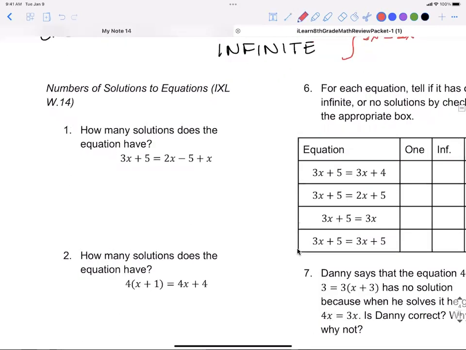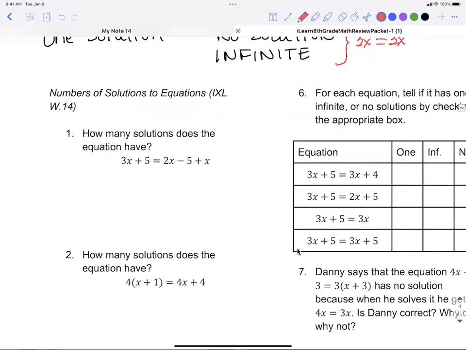So let's look at number 1. We've got 3x plus 5 equals 2x minus 5 plus x. Well, the first thing that should stand out is you got 2 x's on the same side of the equation.